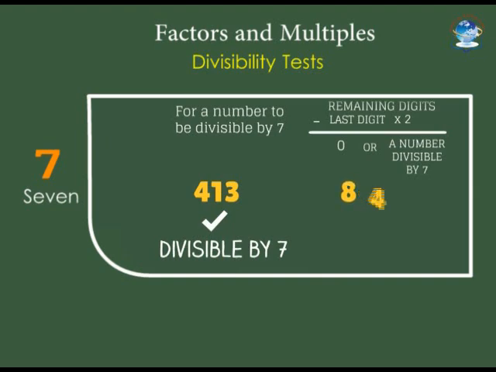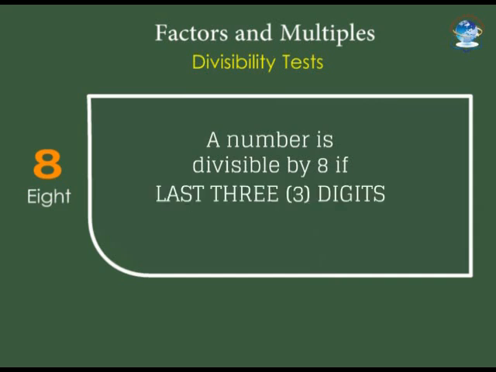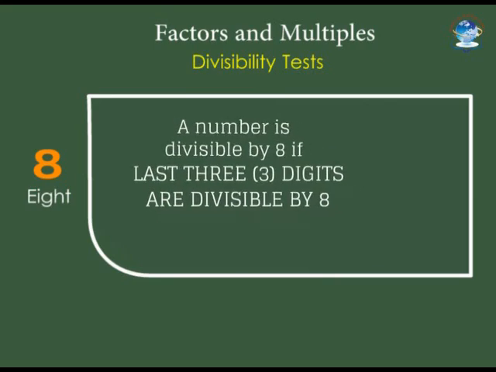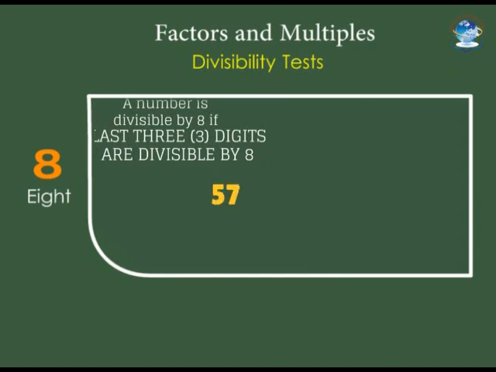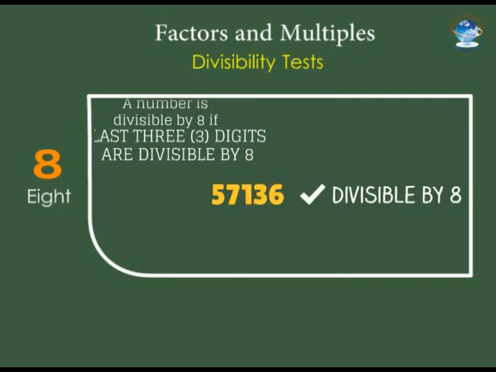Take 84. Doubling the last digit gives us 8. Subtracting it from the remaining digit gives us 0. And so 84 is divisible by 7. A number is divisible by 8 if the last 3 digits are divisible by 8 or are all zeros. For example, the number 57,136. The last 3 digits are 136, which is divisible by 8, and so the number is also divisible by 8.